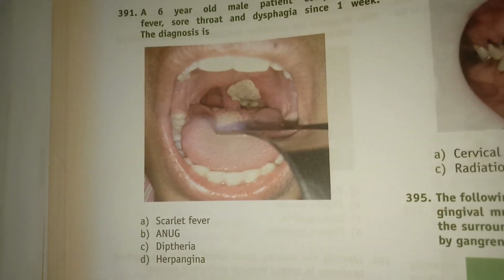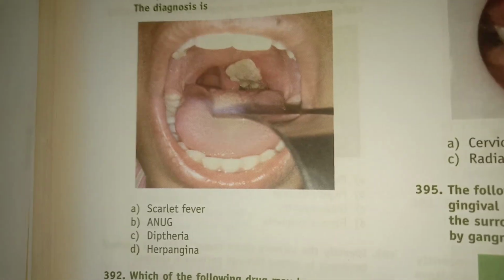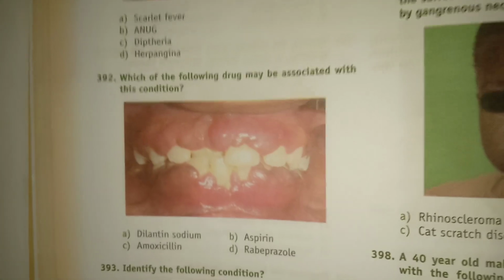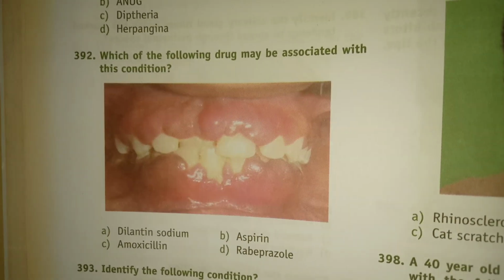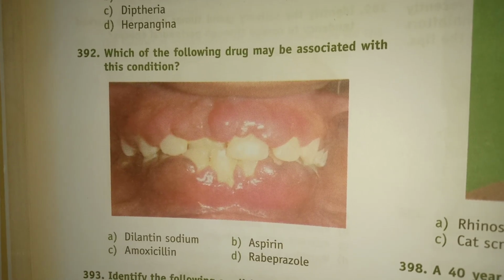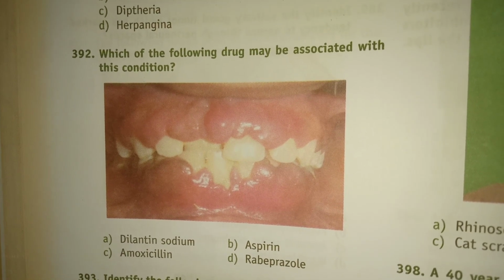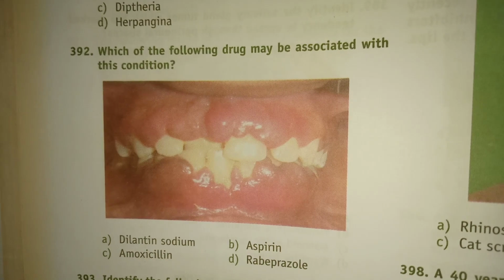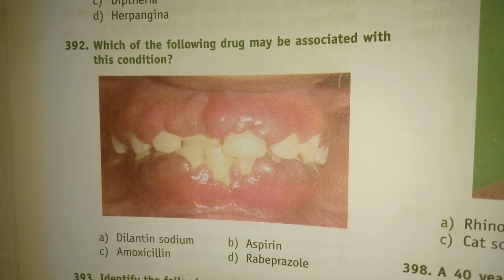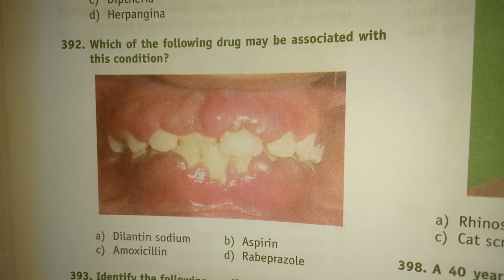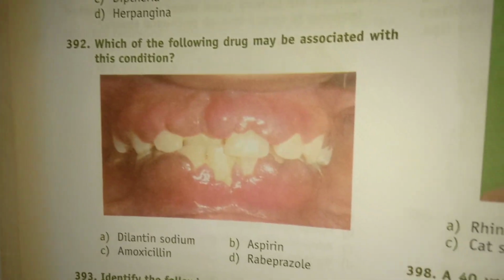Now we'll go to the next question. Which of the following drugs may be associated with this condition? What is the condition? Gingival hyperplasia or gingival enlargement. Options are dilantin sodium, aspirin, amoxicillin, rabeprazole. Answer is dilantin sodium, also named as phenytoin.